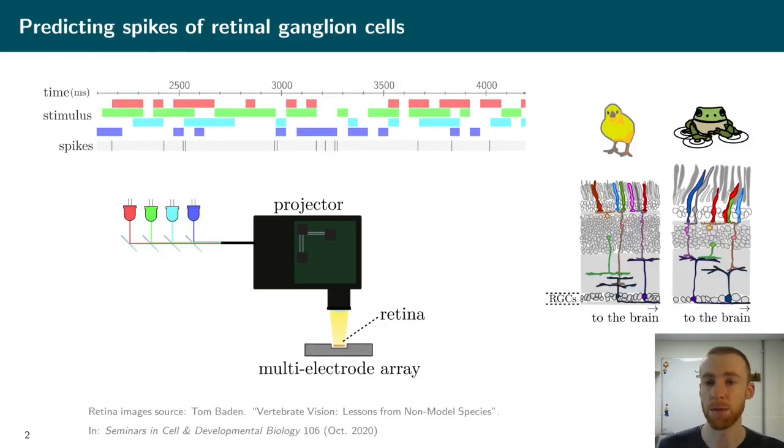Okay, let's jump into some details. The event data we are working with is spike responses of retinal ganglion cells from frog and chicken retinas. The retinas are stimulated above with a 4-LED pseudo-random stimulus for 20 minutes. The spike responses of multiple retinal ganglion cells are recorded on a multi-electrode array. On the top here, you can see the responses of a single cell.